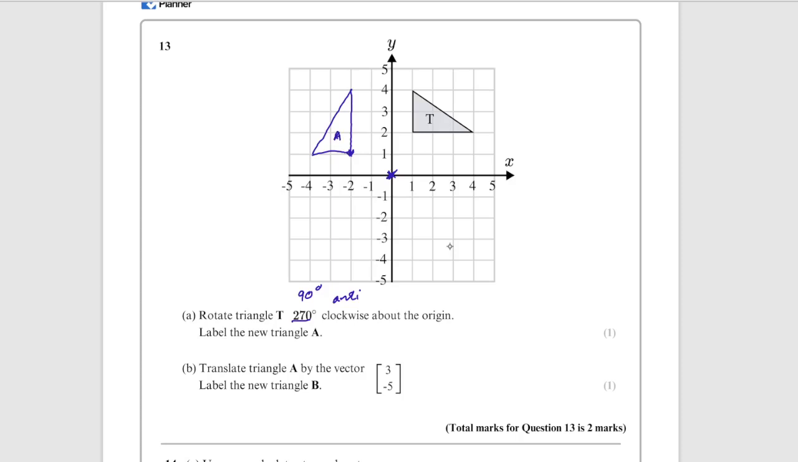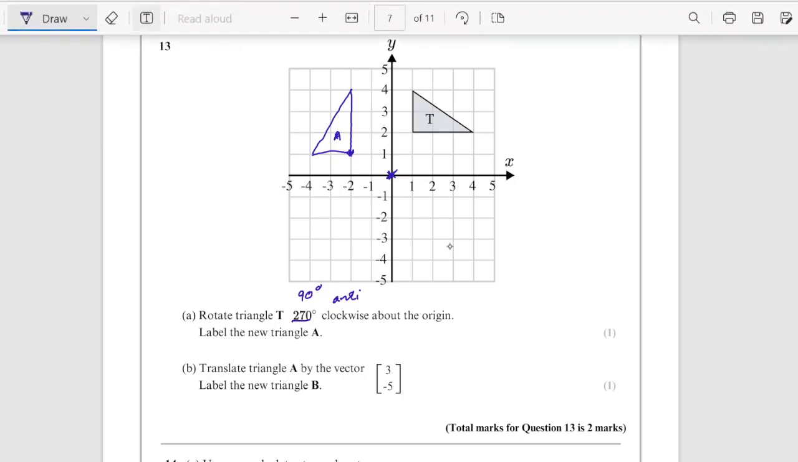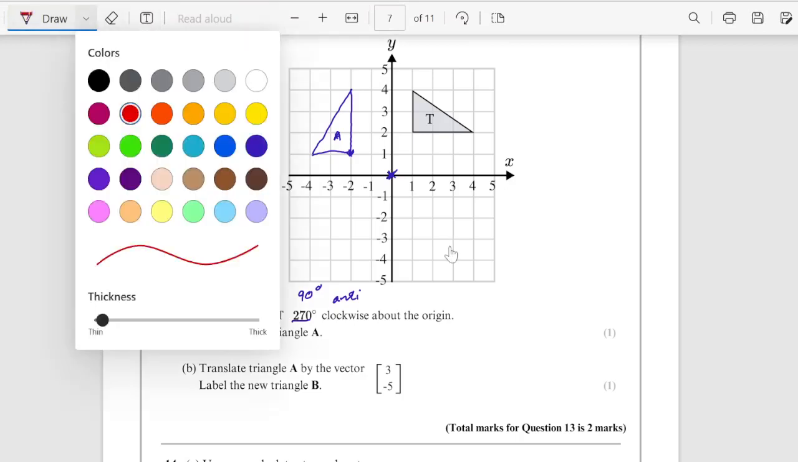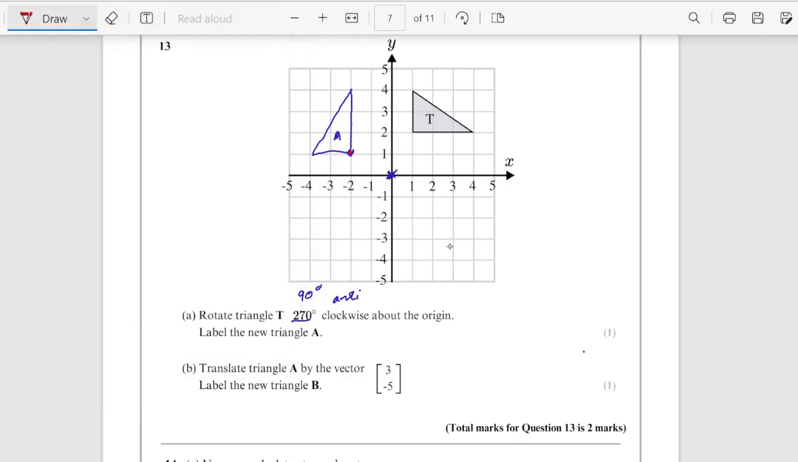And then it says part B, translate triangle A by vector 3, minus 5. So if I pick a point to move, I'm going to look at the movement from this point here. If that was going to move 3 across and 5 down, so 3 across and then 5 down, that point alone will move to there, and then I just redraw my triangle from there. And label that triangle B.